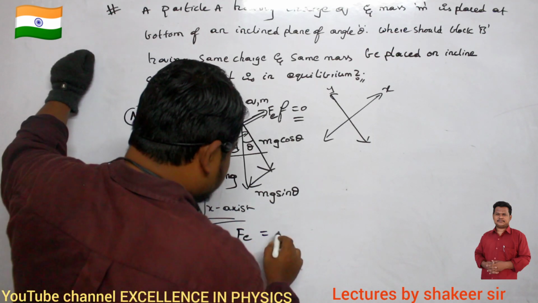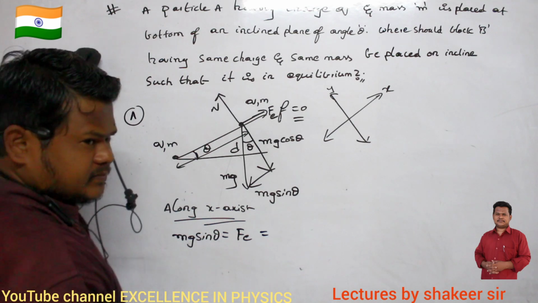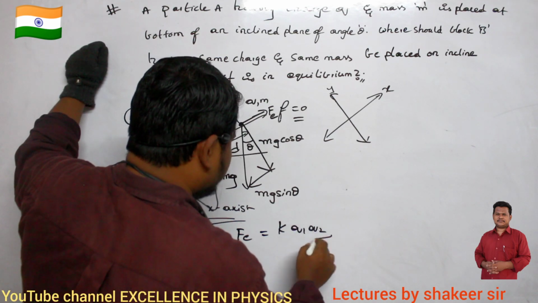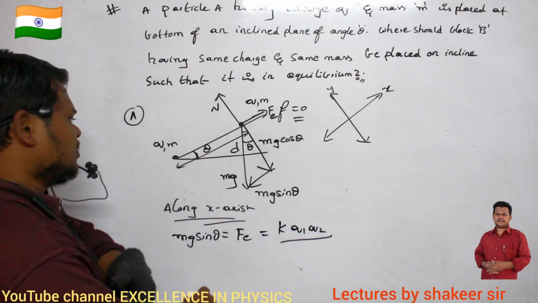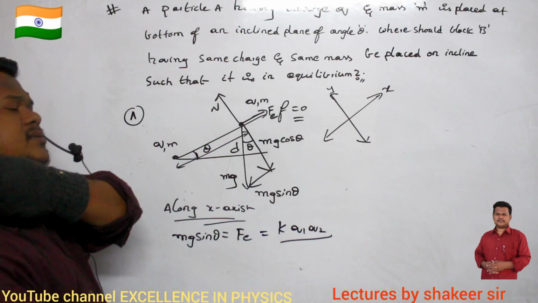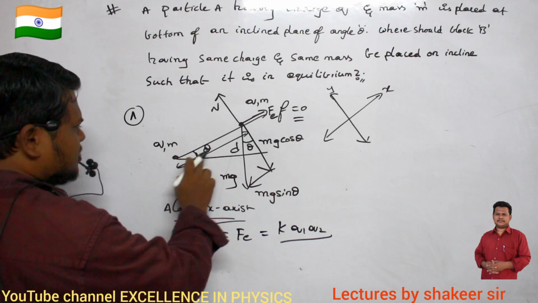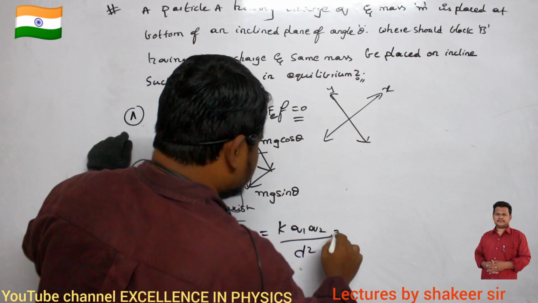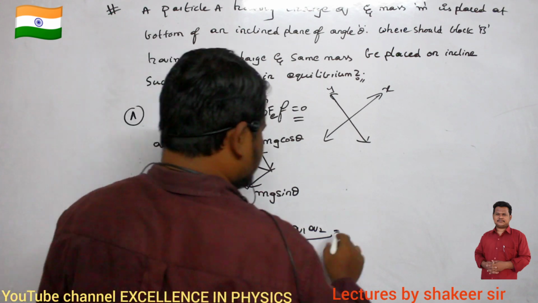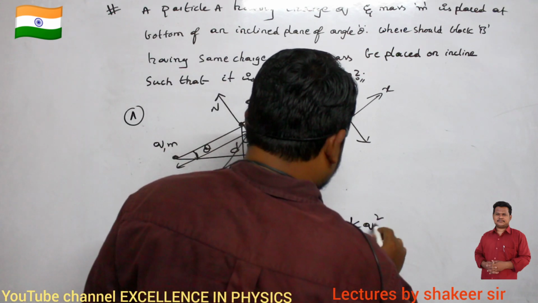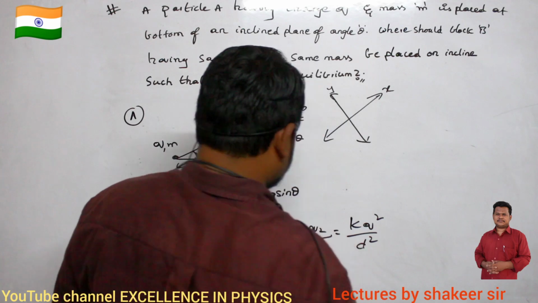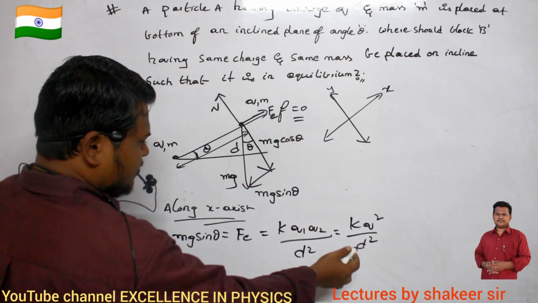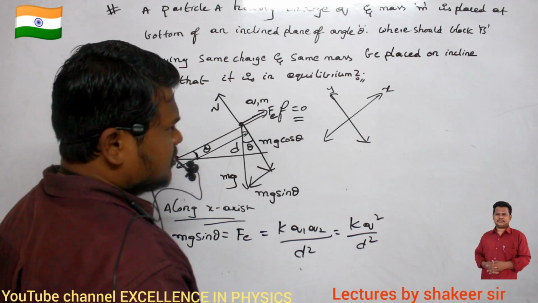And the equation for the electrostatic force of repulsion? K q1 q2 divided by r square. Here, what is meant by r? R is the distance between these two charges, nothing but the distance d. Clear, no? So d square. And the charges have the same magnitude, so I can write k q square divided by d square. From this, what am I supposed to find out? Only the d value, so calculate d, that is our answer.